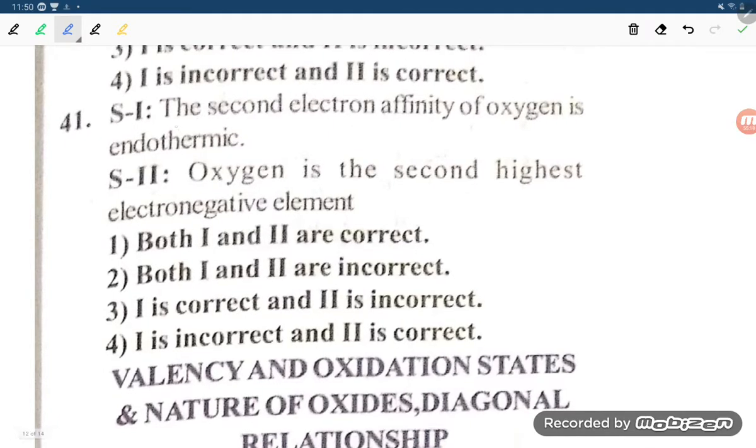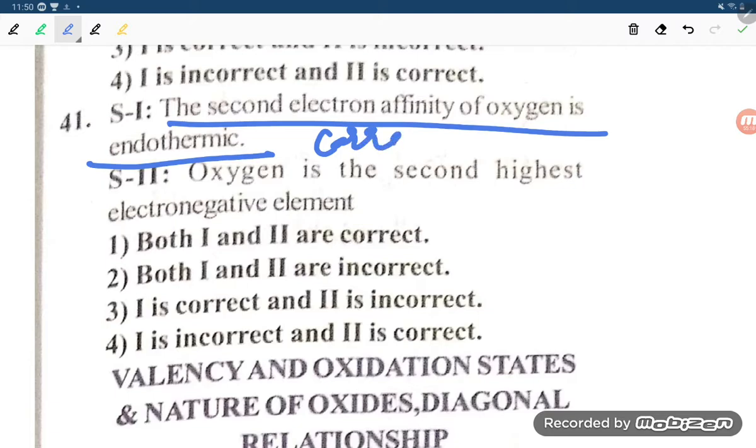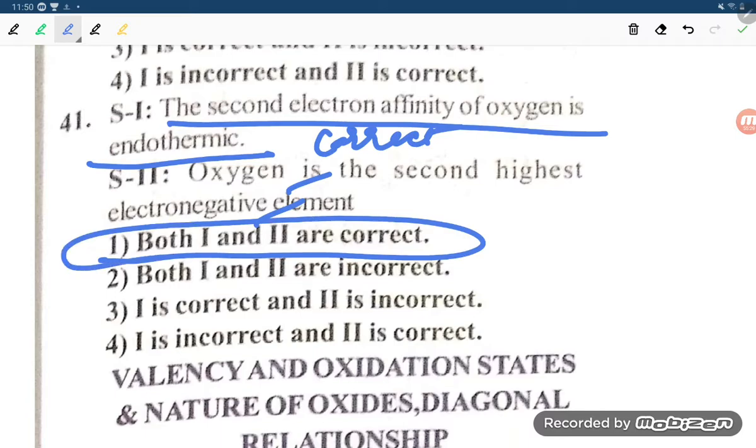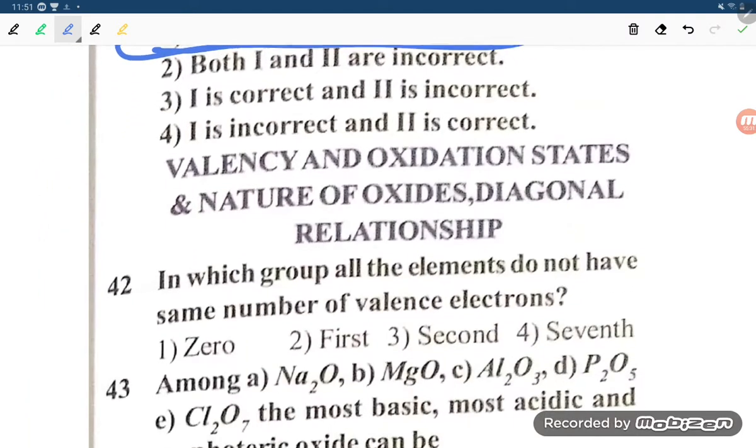Next, 41. The second electron affinity of oxygen is endothermic. Correct, the second electron affinity is always endothermic. Oxygen is the second most electronegative element, after fluorine. Both are correct. So the correct option is option number A, student. 1 and 2 are both correct statements.